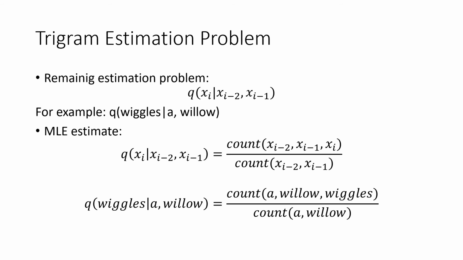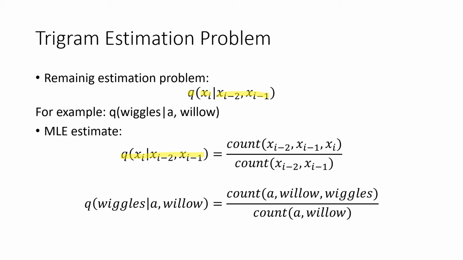So the question is, how do we calculate these q terms? How do we calculate the probability of a word conditioned on two previous words? The easiest principle is to use the maximum likelihood estimate, which basically counts bigrams and trigrams in our training data set. We can see the expression here for the q term for the probability of a word xi given two previous words xi minus 2, xi minus 1.